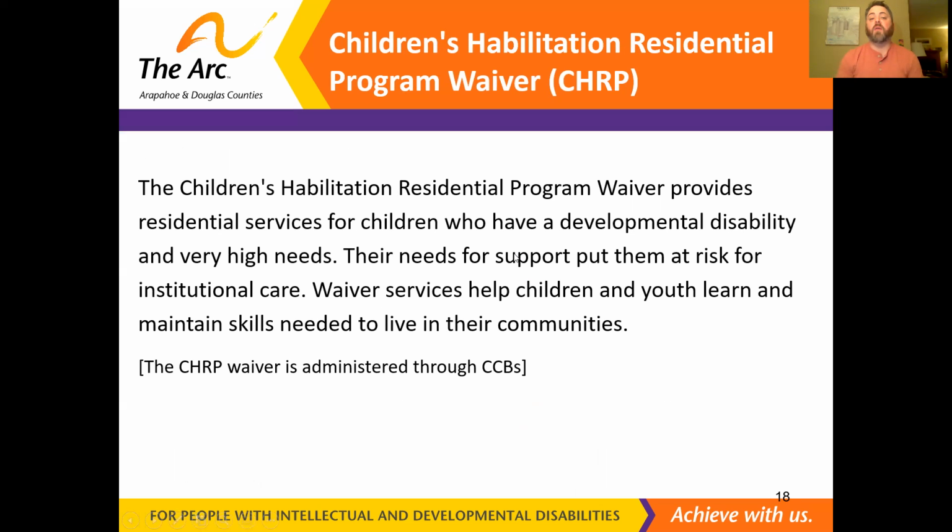So the final waiver tonight is the Children's Habilitative Residential Program Waiver, or what we call CHRP. So CHRP historically was a waiver built for kiddos in the foster care system. So kids that were removed from their families, their parents had given up or lost their parental rights, but their kid had an intellectual developmental disability. They needed some more supports than a typical kid in the foster care system. So CHRP is what we used.